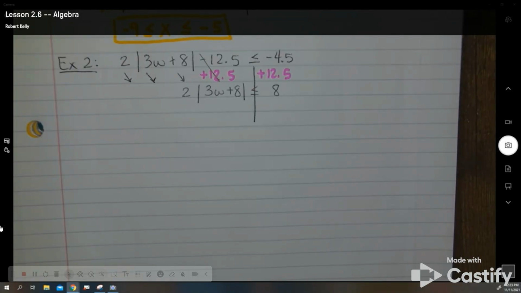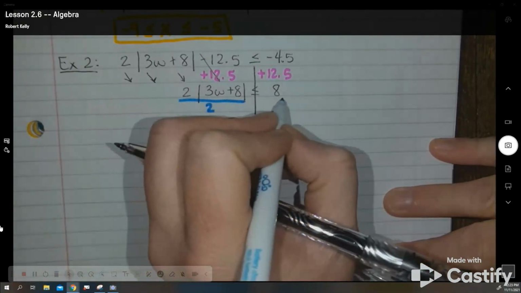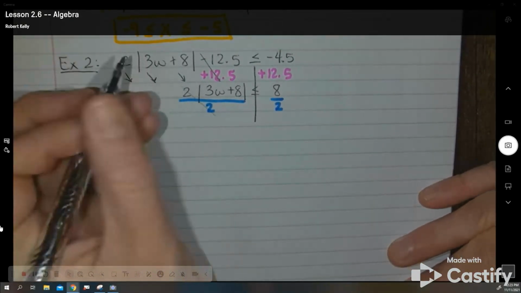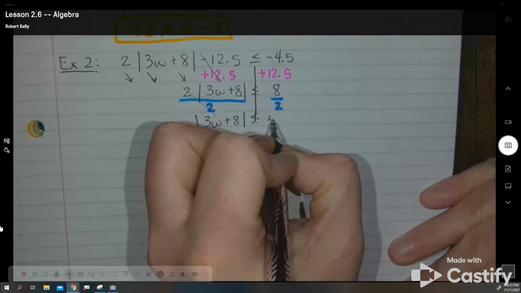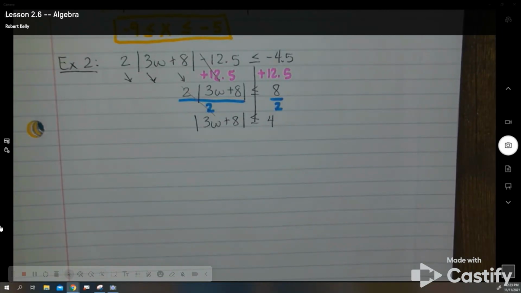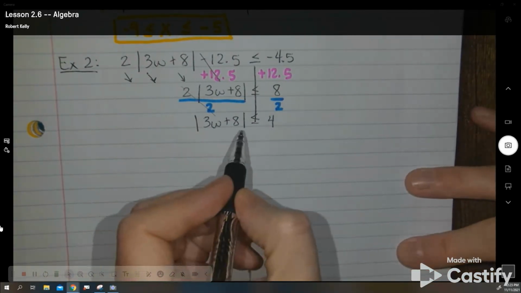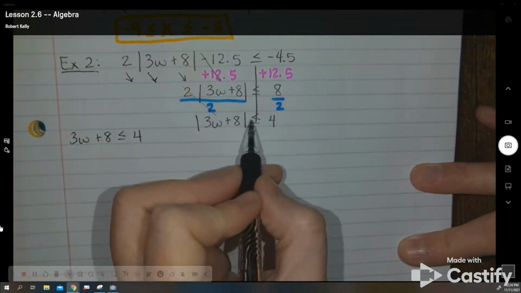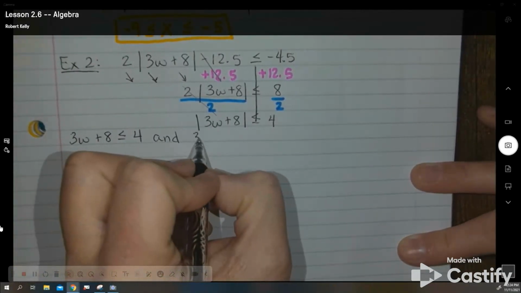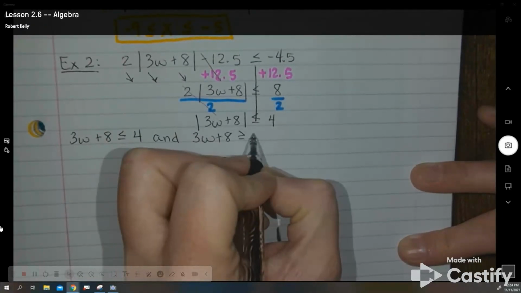We still don't have just the absolute value portion, so I'm going to need to divide by 2 on both sides. Okay, so those 2's cancel. Now I'm left with the absolute value of 3w plus 8 is less than or equal to 8 divided by 2, which gives us 4. So now that I only have the absolute value, I can split it into my two parts. So exactly what it is, 3w plus 8 is less than or equal to 4. Since it's a less than, we have an "and." 3w plus 8 now is greater than or equal to -4.